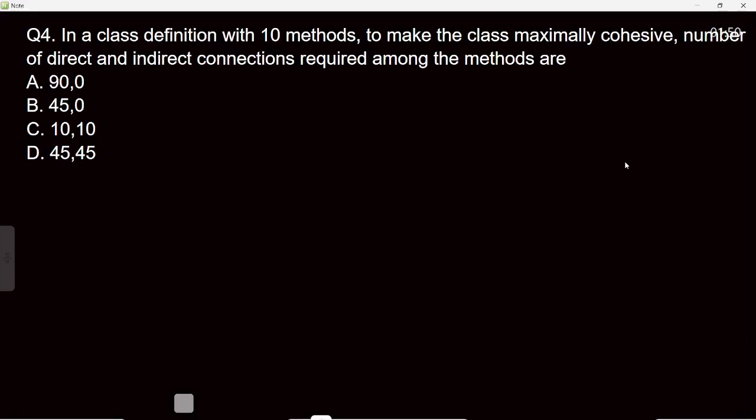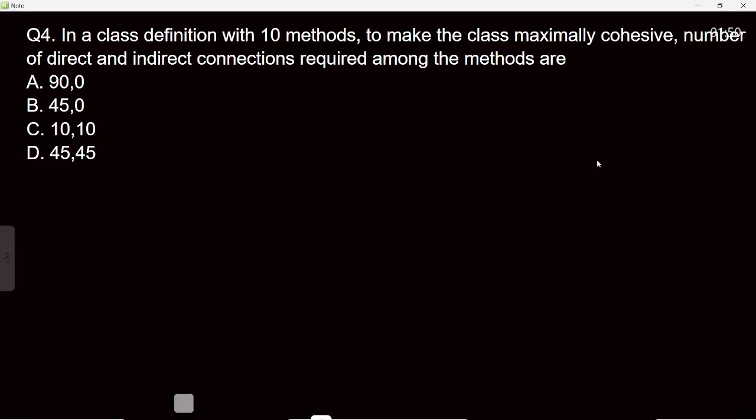Now let's move to the fourth question. The fourth question is: in a class definition with 10 methods, to make the class maximally cohesive, what is the number of direct and indirect connections required among the methods?